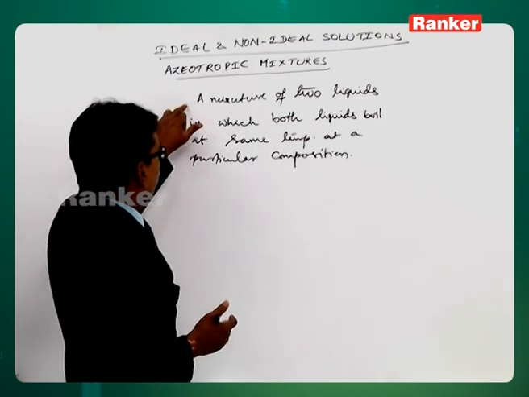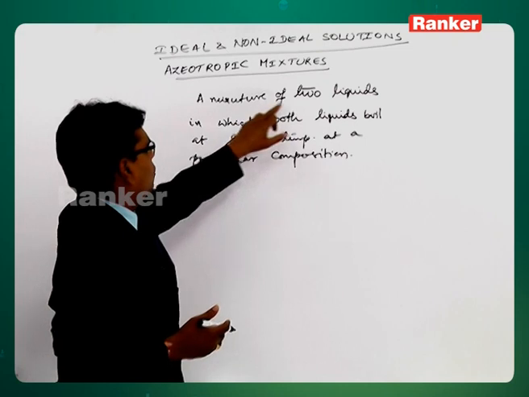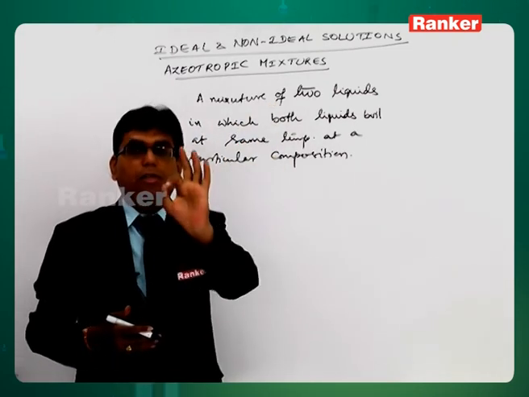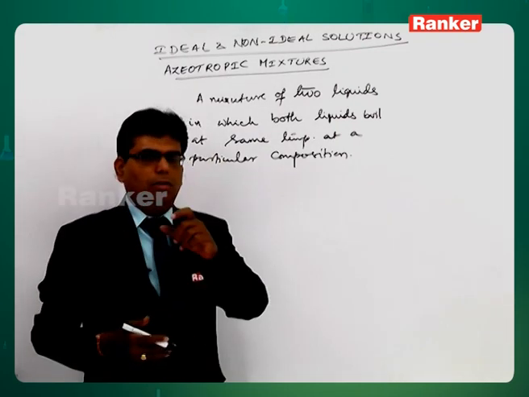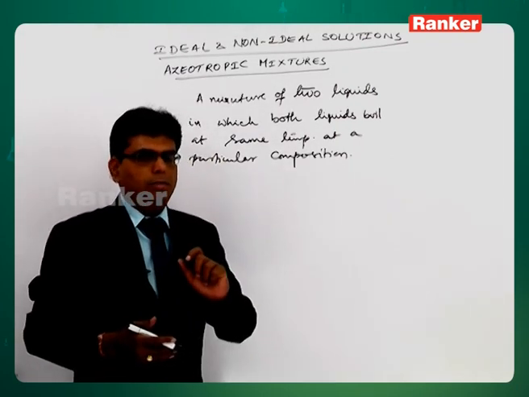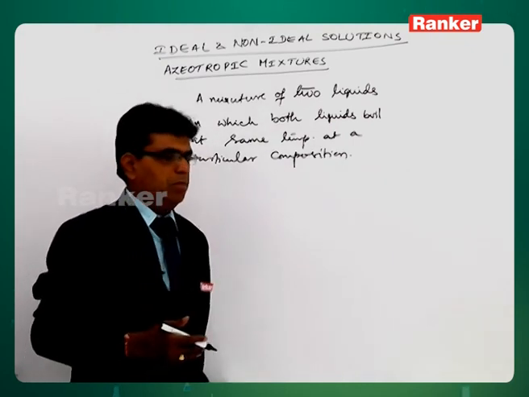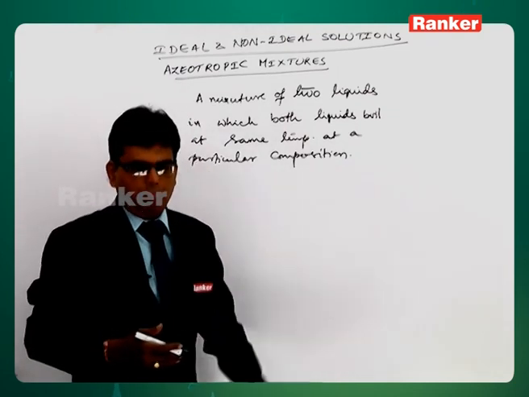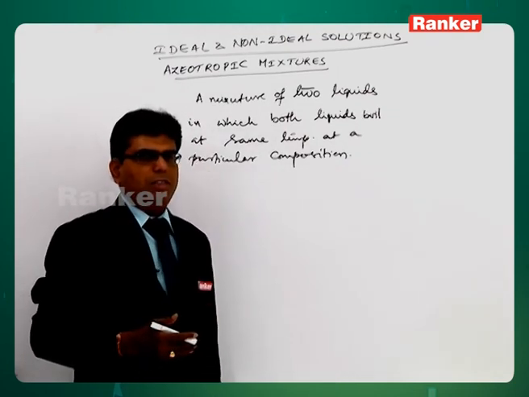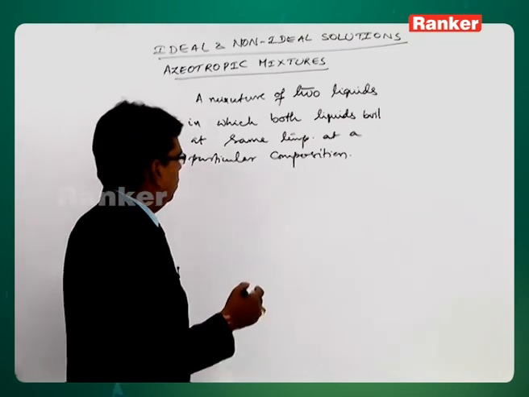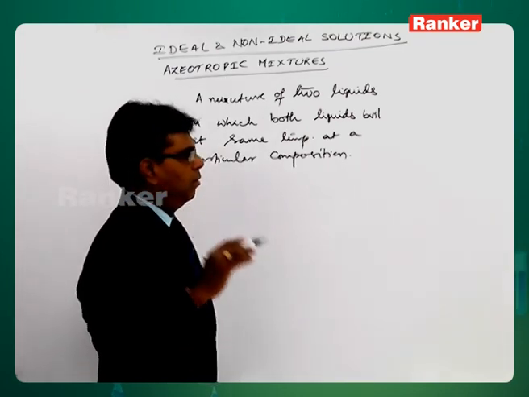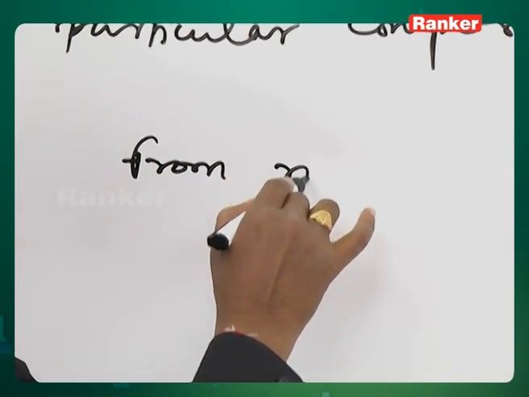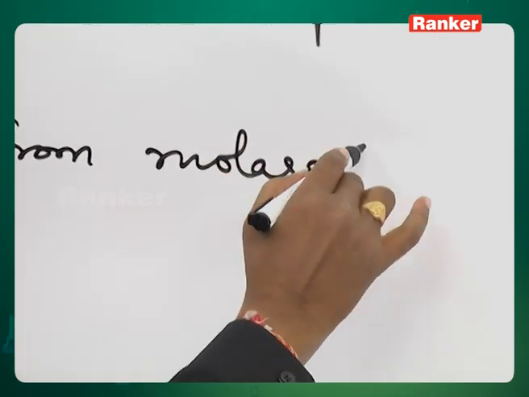But an azeotropic mixture is a mixture of two liquids in which both the liquids boil at the same temperature at a particular composition. Now, here it reminds me that you must have studied the manufacture of ethyl alcohol by fermentation process. If you recollect, there we say that from molasses, what is molasses?